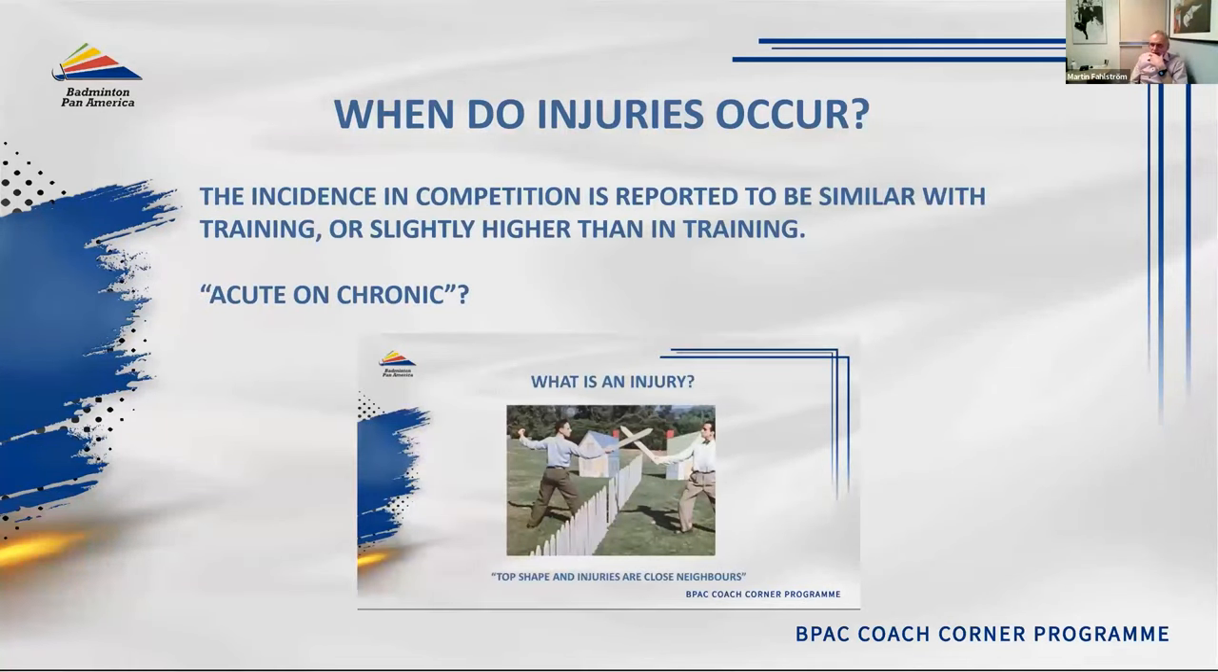Compared with training, the incidence in competition is quite similar or a little higher. And there we have the question again about acute on chronic. Is it so that you train and you practice and you practice, and then you go to a competition, and you have the phenomenon that top shape and injuries are neighbors? You go over the edge and you get an injury that is actually an overuse injury, but it occurs like an acute injury.